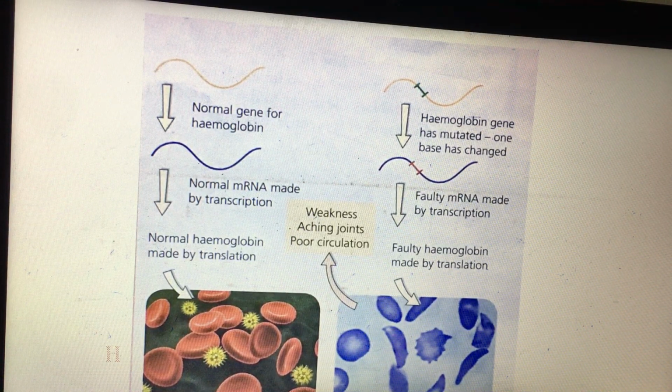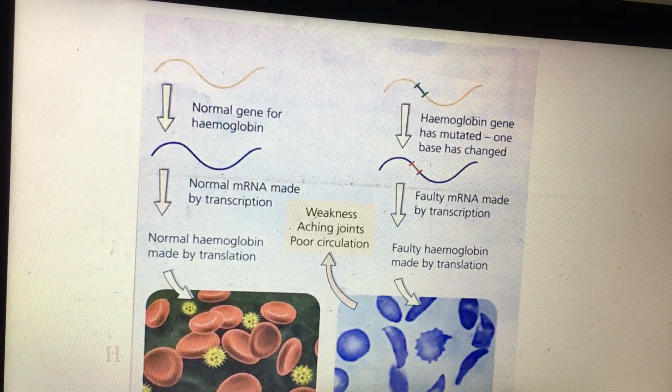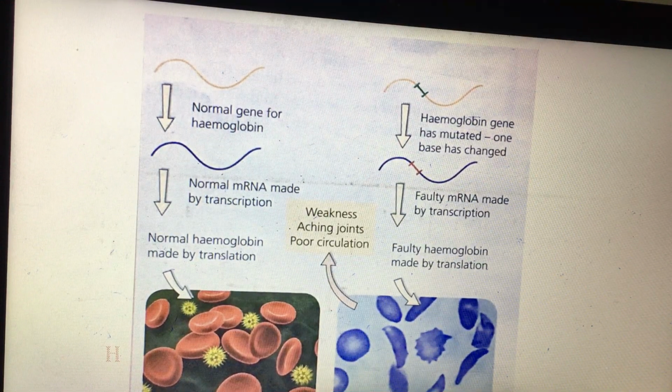Okay, let's repeat the process. We have the hemoglobin gene has mutated. So we have one base changed. So this gene will make faulty mRNA, made by transcription. After that, this faulty hemoglobin is made by translation to cause weakness, aching joints, poor circulation. So here the blood will be weak. Okay, so this is the example of gene mutation, which is sickle cell anemia.